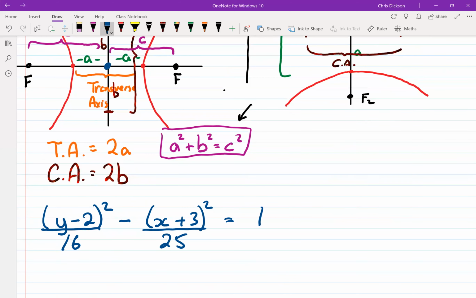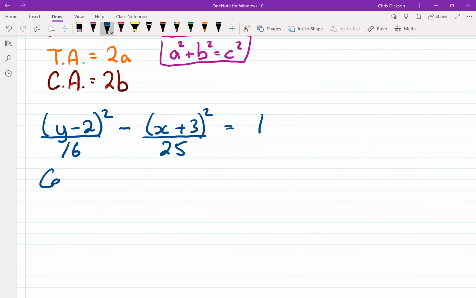Okay, so I'd like you to write down what you think, or where you think the center would be. How long do you think the transverse axis is? And how long do you think the conjugate axis is here? Okay. Okay, so I need some variables here.